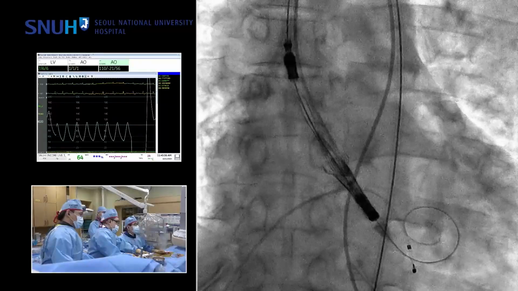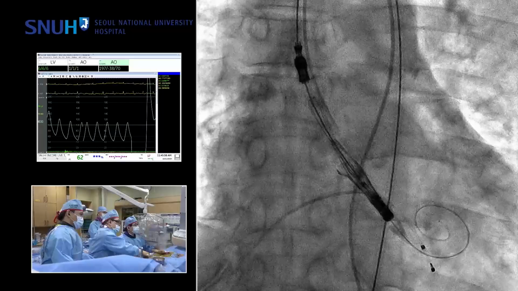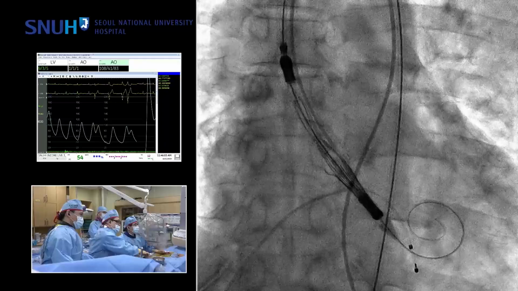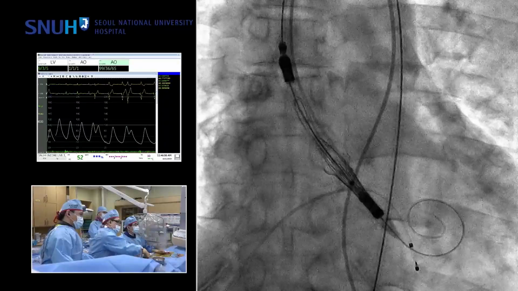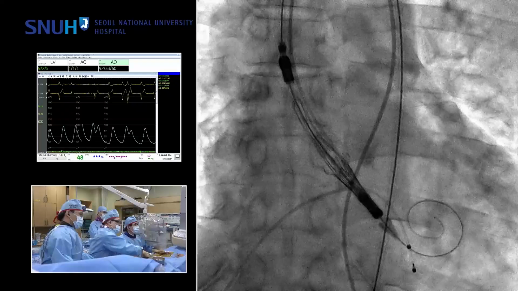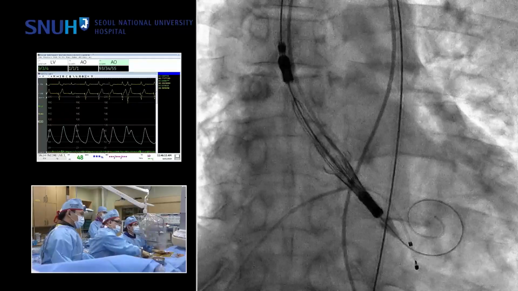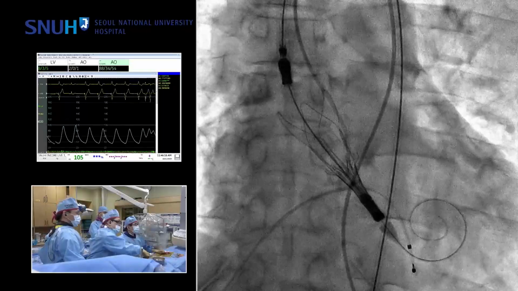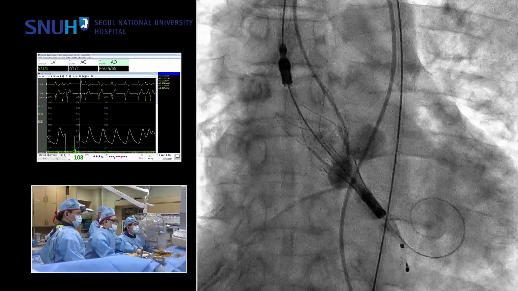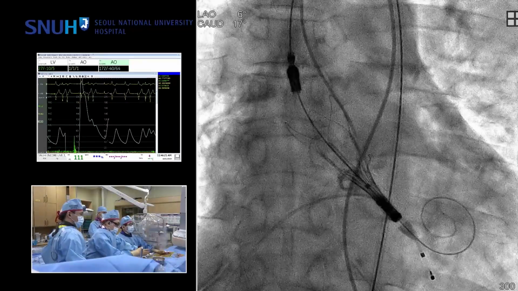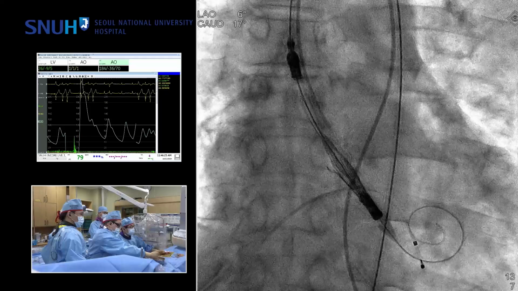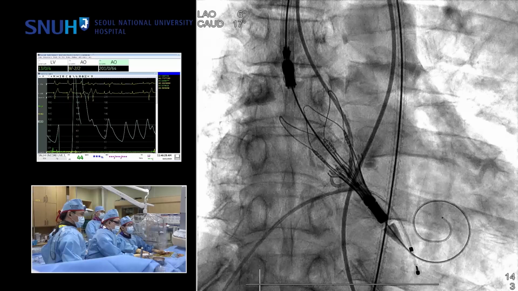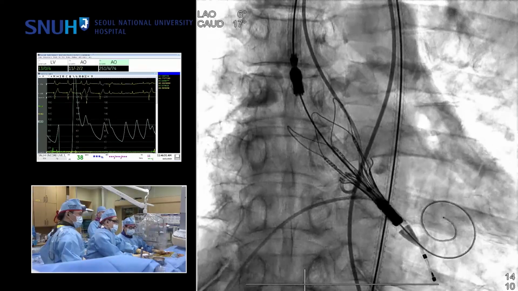Then release the arch. Start. Blowing. Gentle push and release slowly. Test it. It's good. And cine. Here is the position. That's good. And so far, so good.